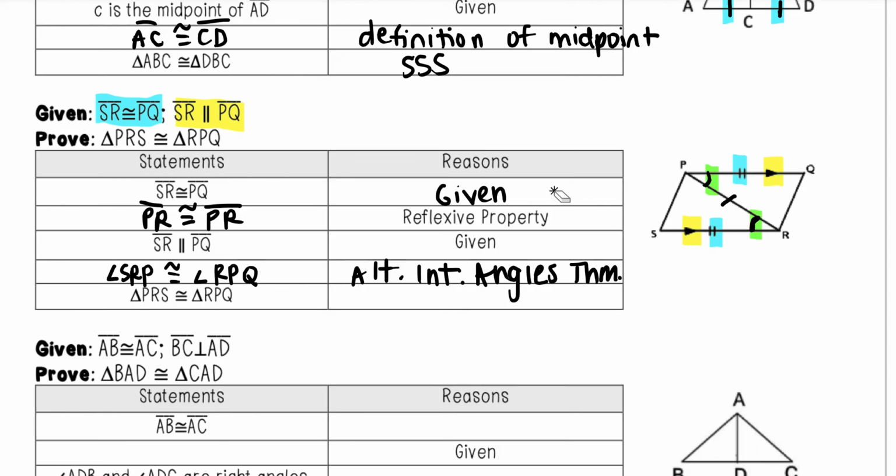So now that we've come to that conclusion, we have enough information to say that we have two sides that are congruent and their included angle, which means that by the side angle side theorem, these two triangles would be congruent to one another. So if you are given parallel lines, we still have to use those angle pairs that we learned already and apply them to these triangles now.